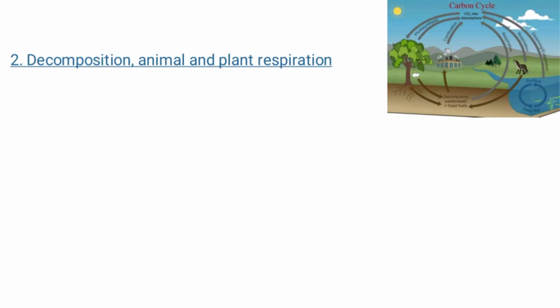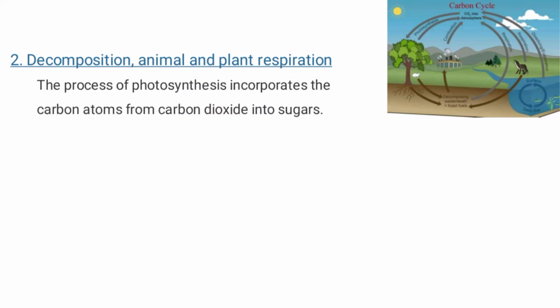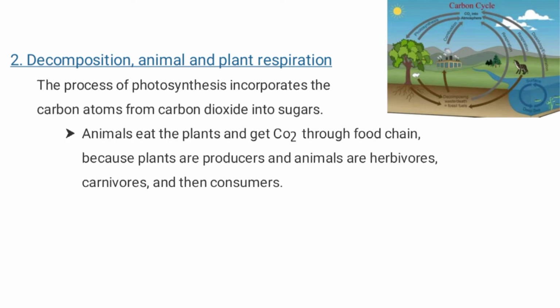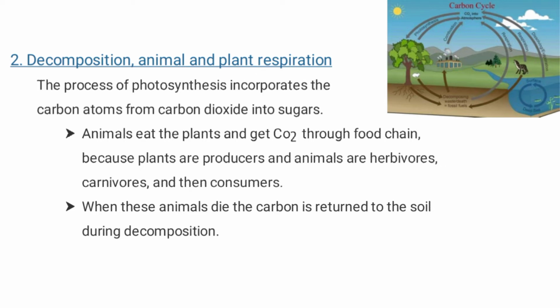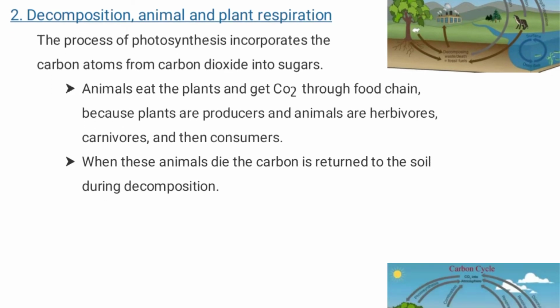Step 2 is decomposition, animal and plant respiration. The process of photosynthesis incorporates the carbon atoms from carbon dioxide into sugars. Animals eat the plants and get carbon through the food chain, because plants are producers and animals are herbivores, carnivores, and then consumers. When these animals die, the carbon is returned to the soil during decomposition.